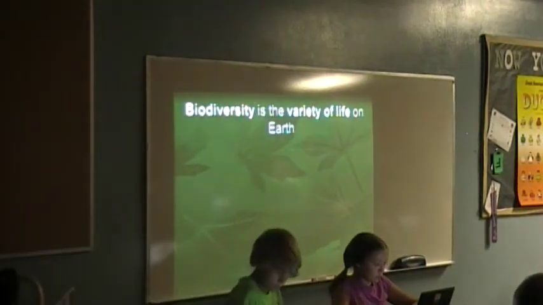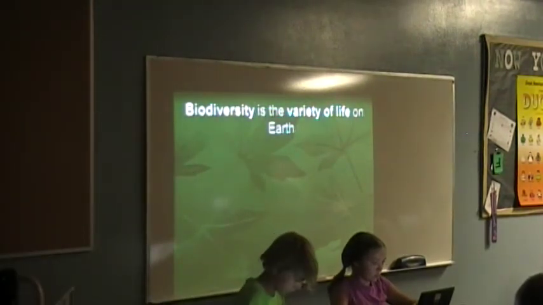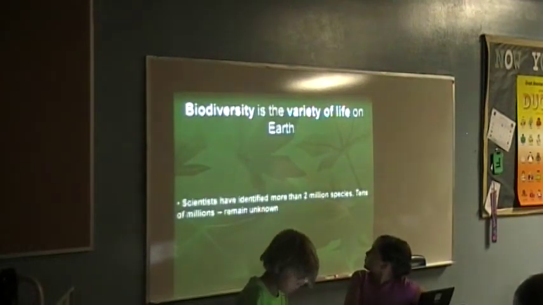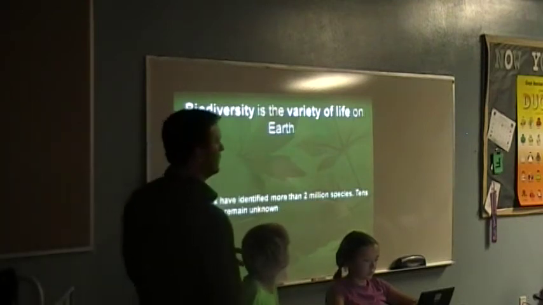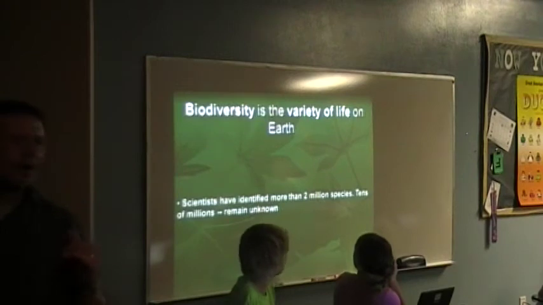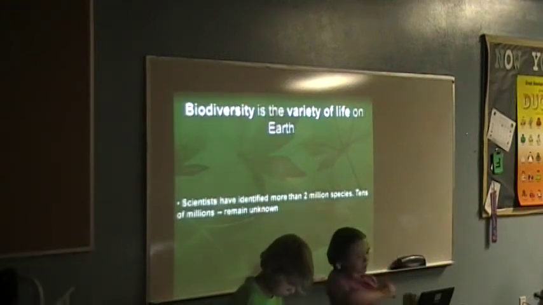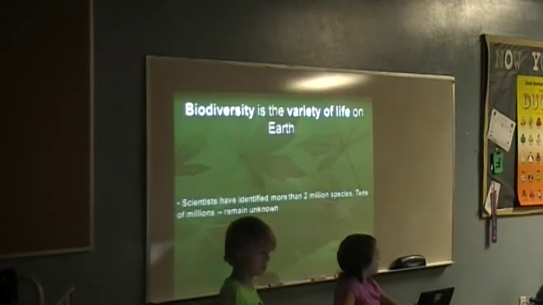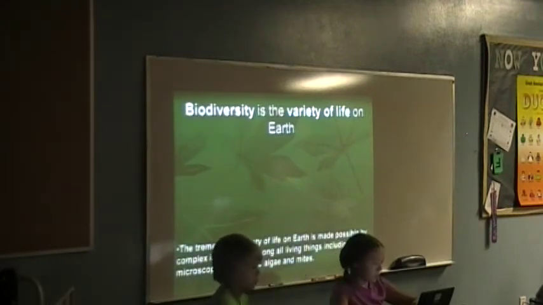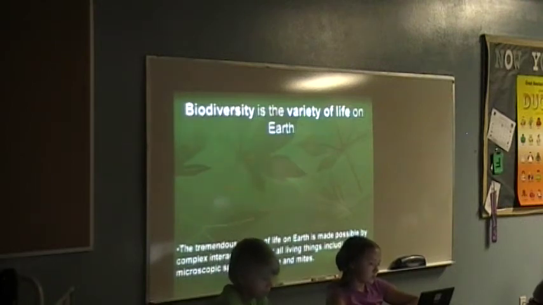Now as you type this, here's a few little facts that you don't need to have written down, but may be good to know. Scientists estimate there's about 2 million species found today on Earth. And they believe that there's about tens of millions still out there to be observed for the first time. That's a lot. The tremendous variety of life on Earth has made it possible for complex interactions between different species. And a lot of things that we take for granted are the microscopic species.